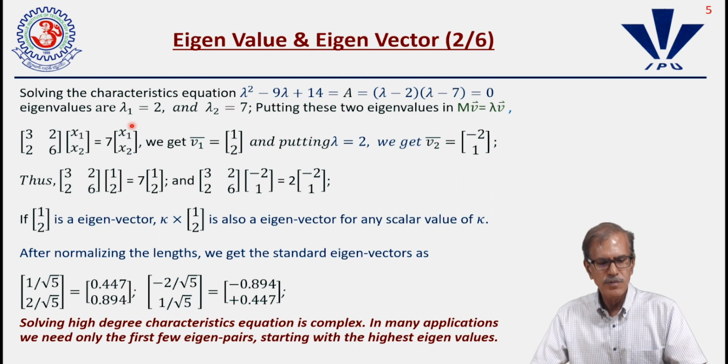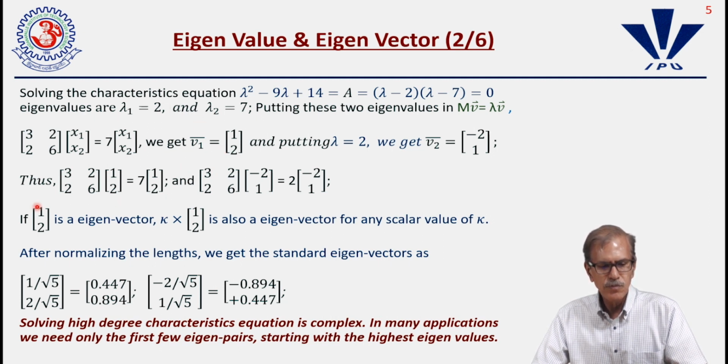Putting those values in the original equation, we can find the eigenvectors. The eigenvector we don't know now, so x1, x2, and eigenvalue 7. Now solving this, we can find the value of eigenvector as 1, 2. And when the eigenvalue is 2, we can find the corresponding eigenvector as minus 2, 1. Please note here that V1 and V2 are orthogonal vectors. That means the dot product is 0. It always is like that. They are perpendicular to each other.